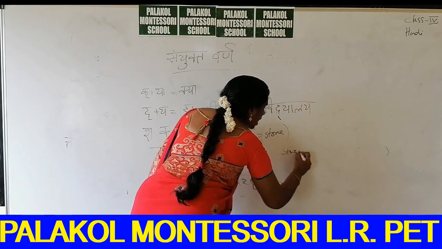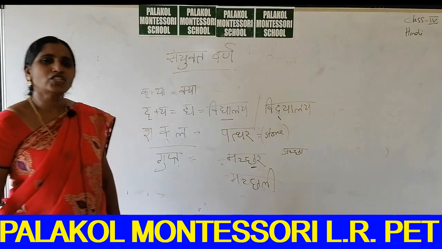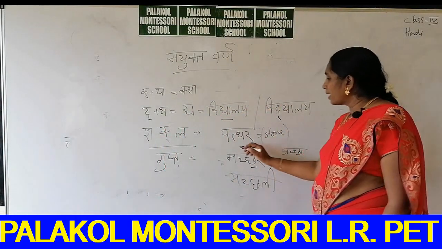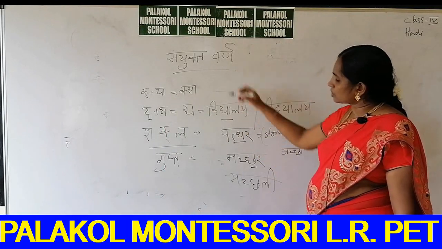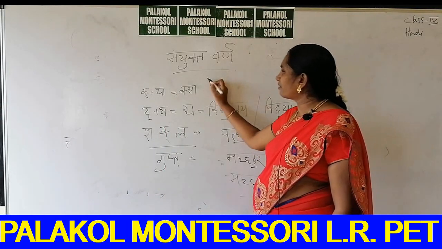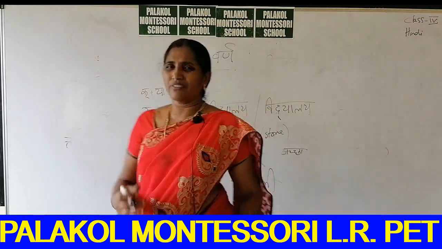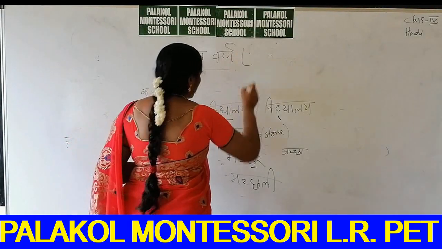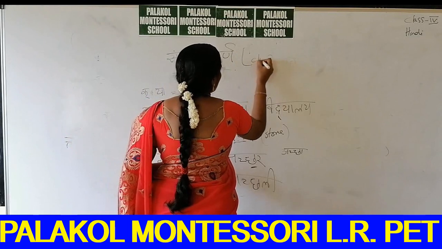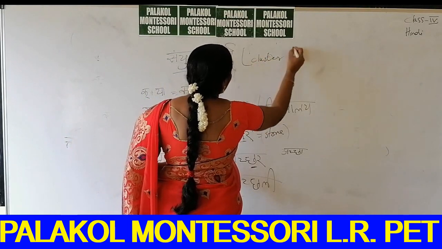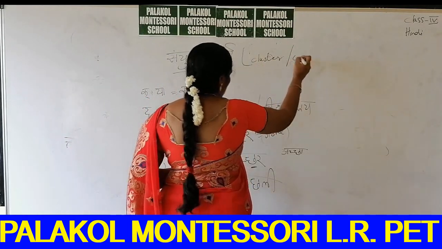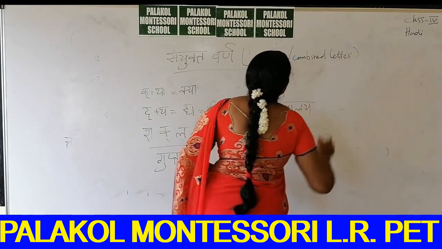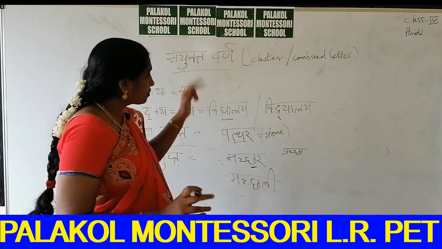Acha. What is that, acha? Acha means good. So here we are observing two letters, samyukta akshar. What are these different words? I will mention. They are called clusters. C-L-U-S-T-E-R, cluster. A cluster or combined letter, C-O-M-B-I-N-E-D, combined letter. Two different letters.